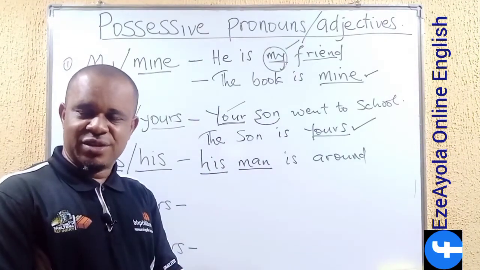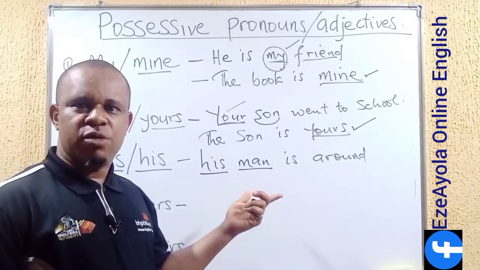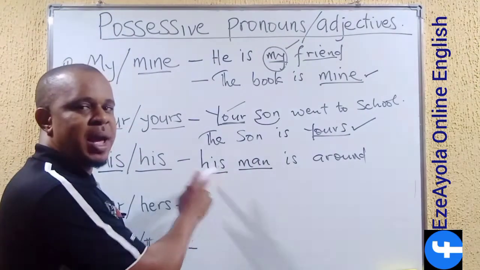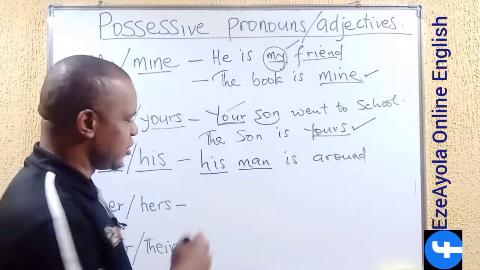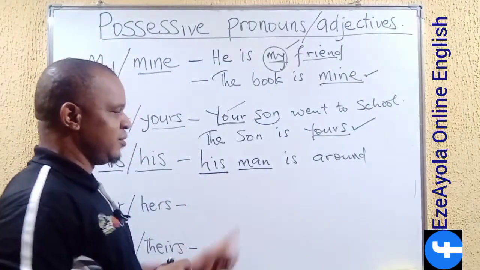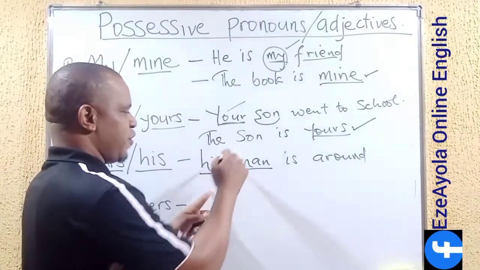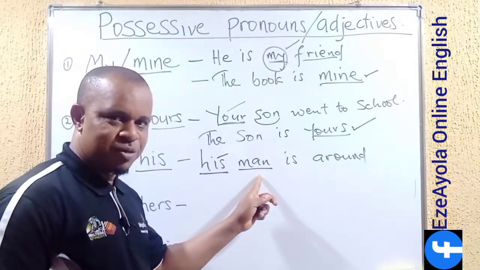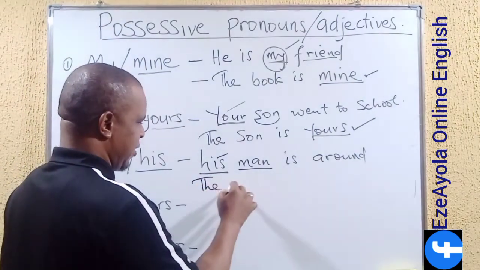Remember, man is around. Which man? Somebody listening to this could be confused. I need to understand the man that is around. Which man, of course? His man. Look at it. His man is around. So this "his" is describing the man that is around. So what function? Adjective. Describing the noun.